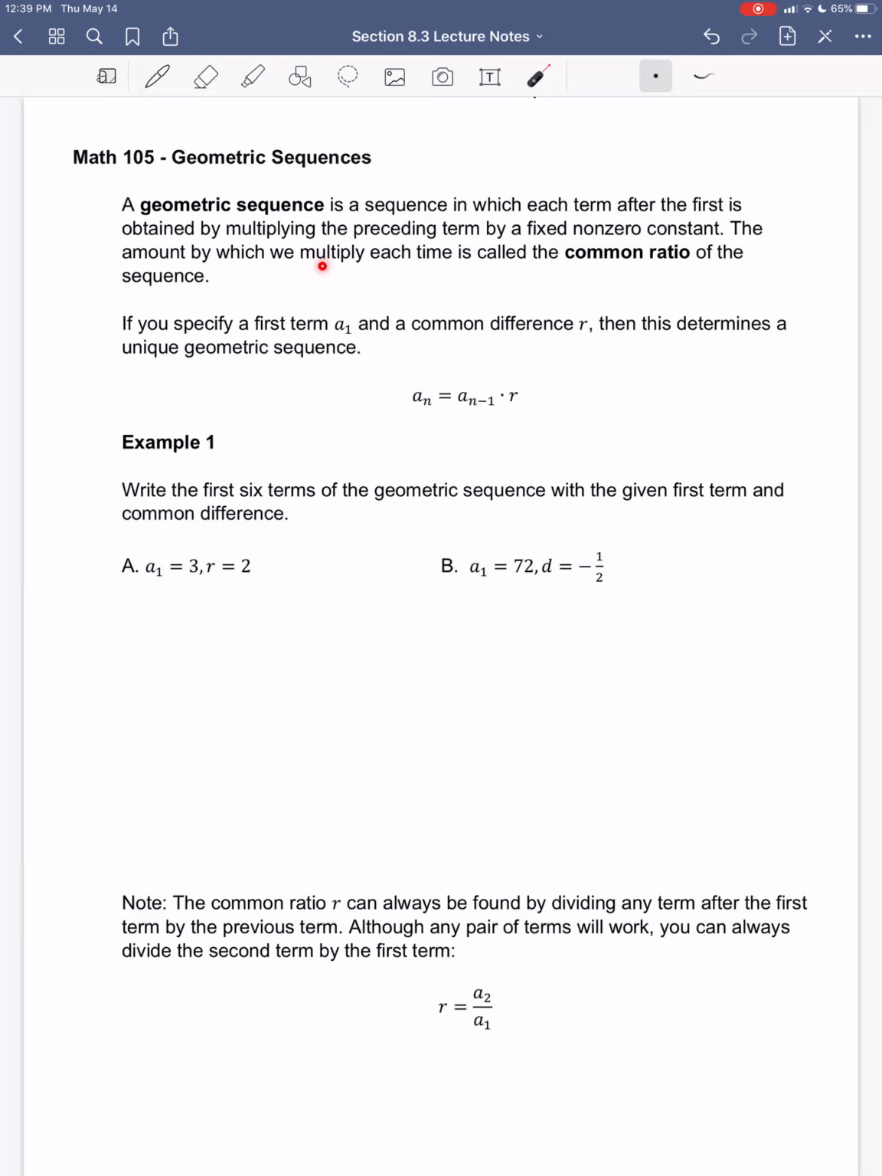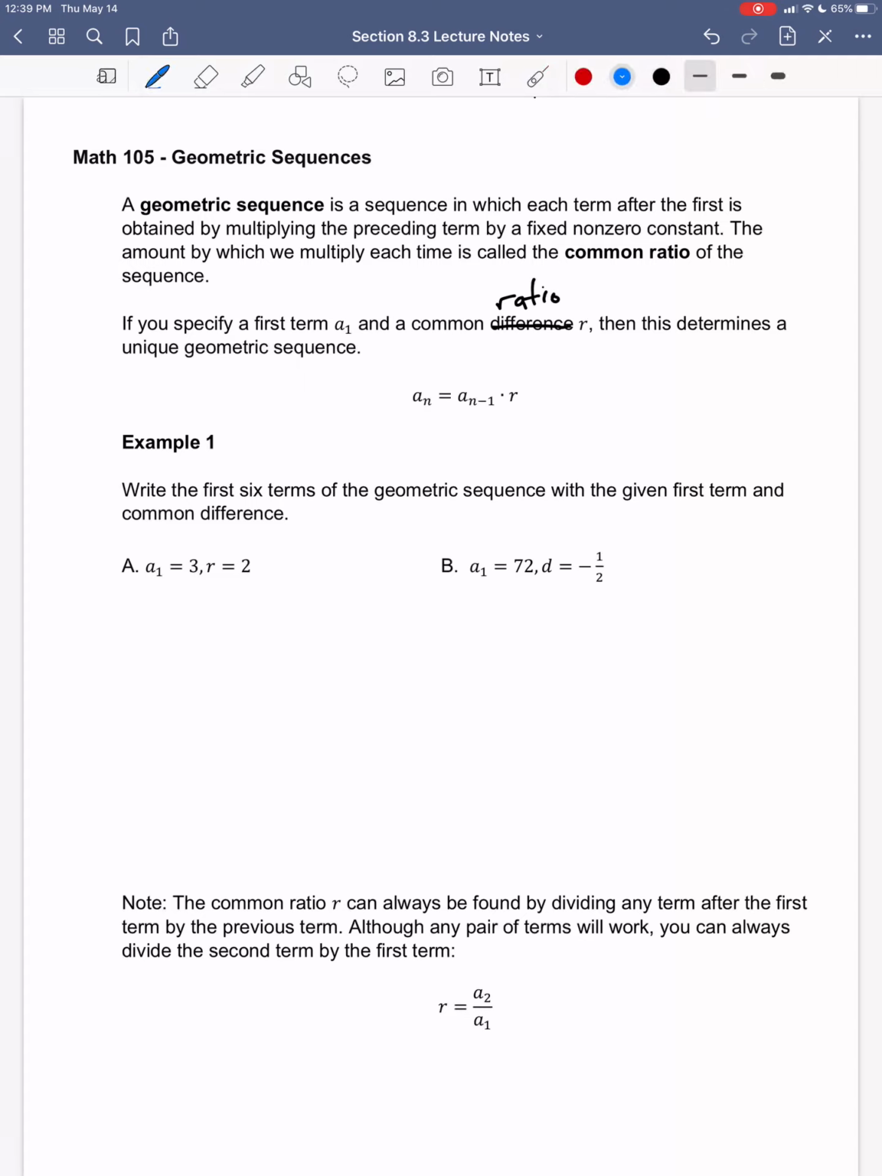The amount we multiply by every time is called the common ratio of the sequence. So if I specify a first term, a sub 1, and a common ratio, r, then this determines a unique geometric sequence. And we can say that a sub n, the next term in the sequence, or the general term, is a sub n minus 1, that's the preceding term, times r. So we take the term before, we multiply by r, that gives me the next term.